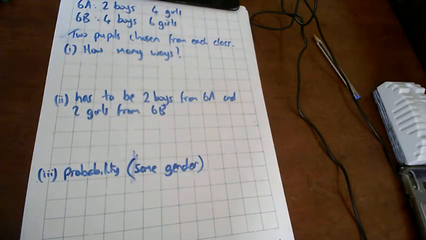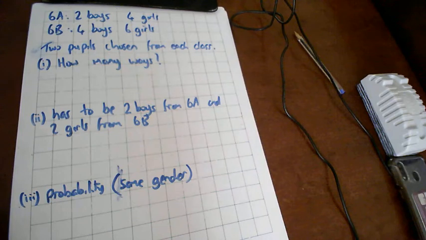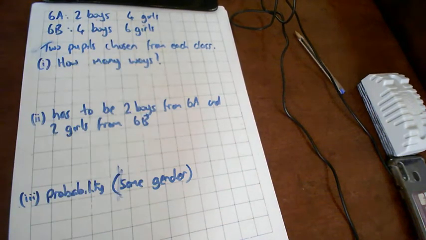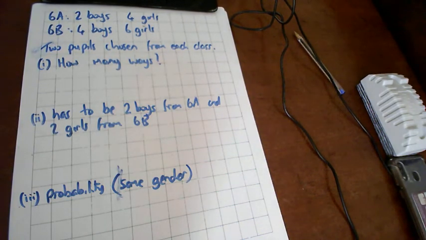Alright, so example 1. It says, in class 6A, 2 boys and 4 girls study music. In class 6B, 4 boys and 6 girls study music. 2 pupils are chosen at random from each of the 2 classes to perform a concert. In how many ways can the 4 pupils be selected?